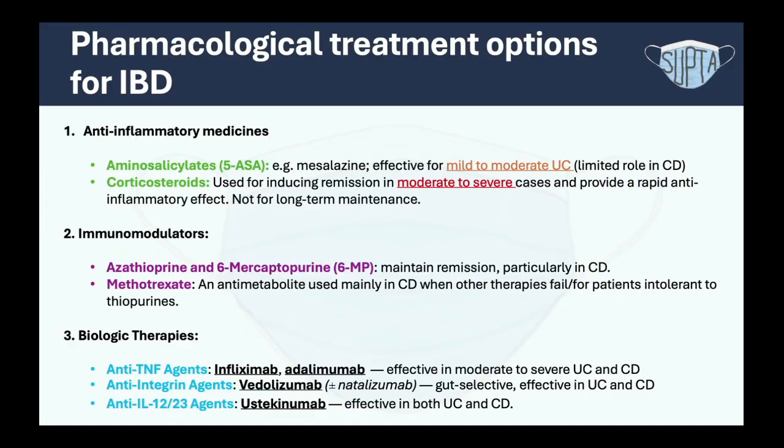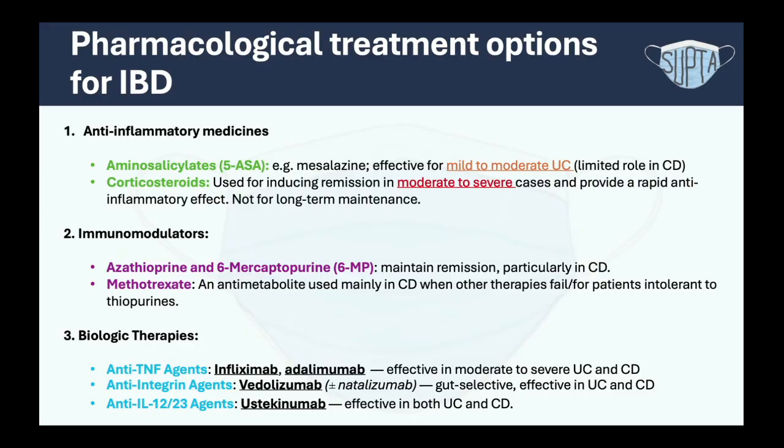Next, we have methotrexate. It is an antimetabolite that's primarily used in Crohn's disease when other therapies don't work, or if the patient cannot tolerate thiopurines. Like other immunomodulators, methotrexate has a very slow onset as well, and also has side effects like bone marrow suppression and liver toxicity, and therefore it requires really careful monitoring.